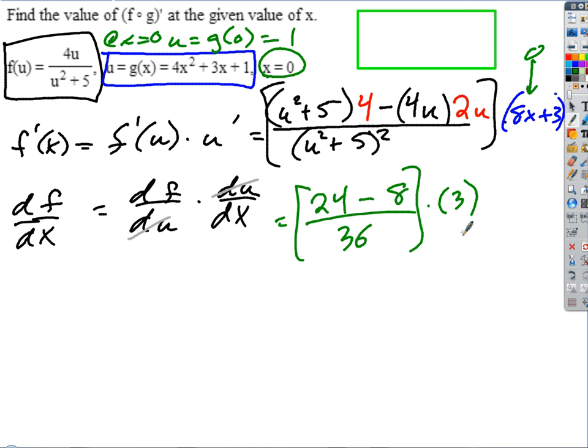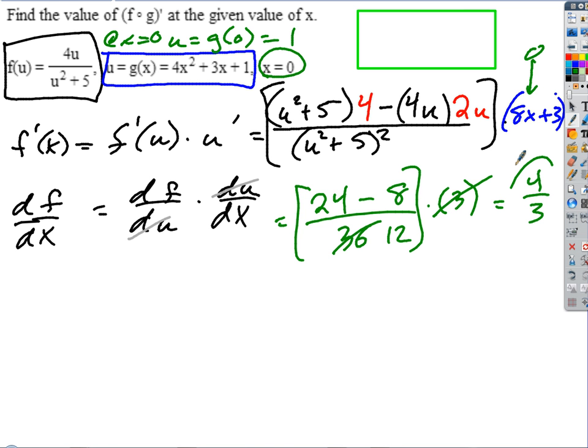That's our answer, right? Just simplify. So 3 over 36 reduces to 12. 24 minus 8 is what? 16 over 12 is what, 4/3? Yeah. Let's go with that. Sure. Trust it. I trust you.